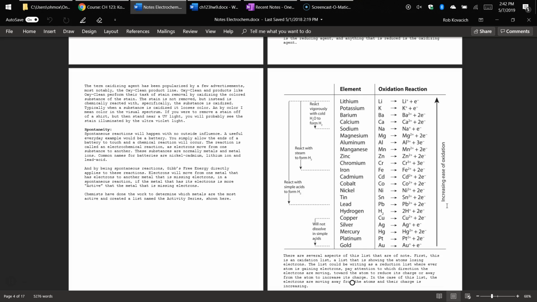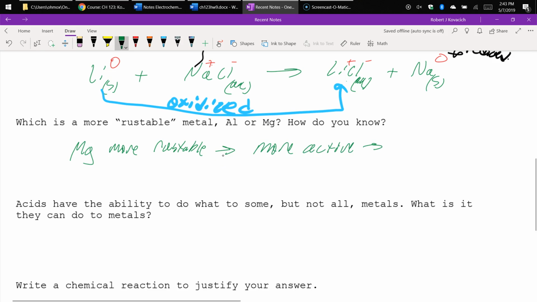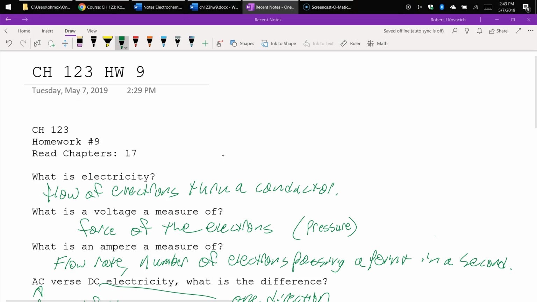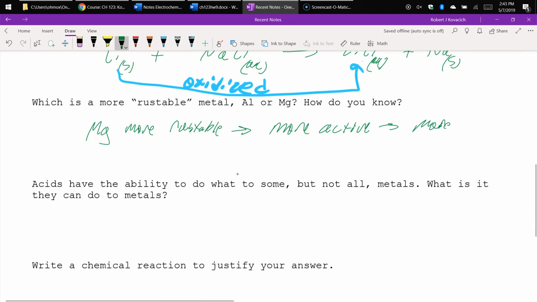With the activity series, you just find magnesium and you find aluminum. Magnesium is sitting on top of aluminum in this. So who's more likely to lose their electrons? Magnesium. Okay. So then we have magnesium is more rustable because it's more active, which means more likely to lose its electrons. Okay.